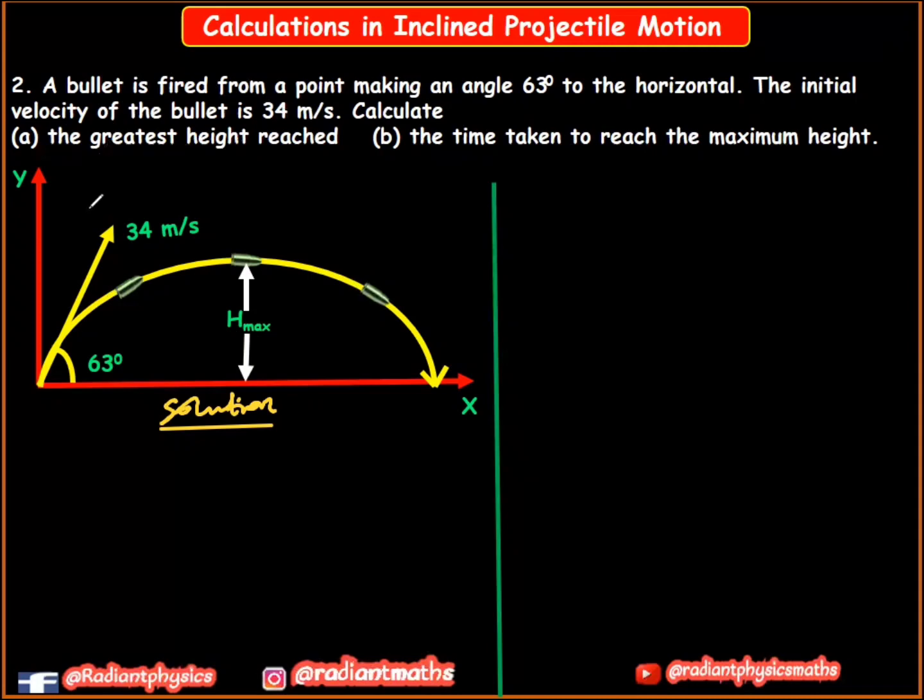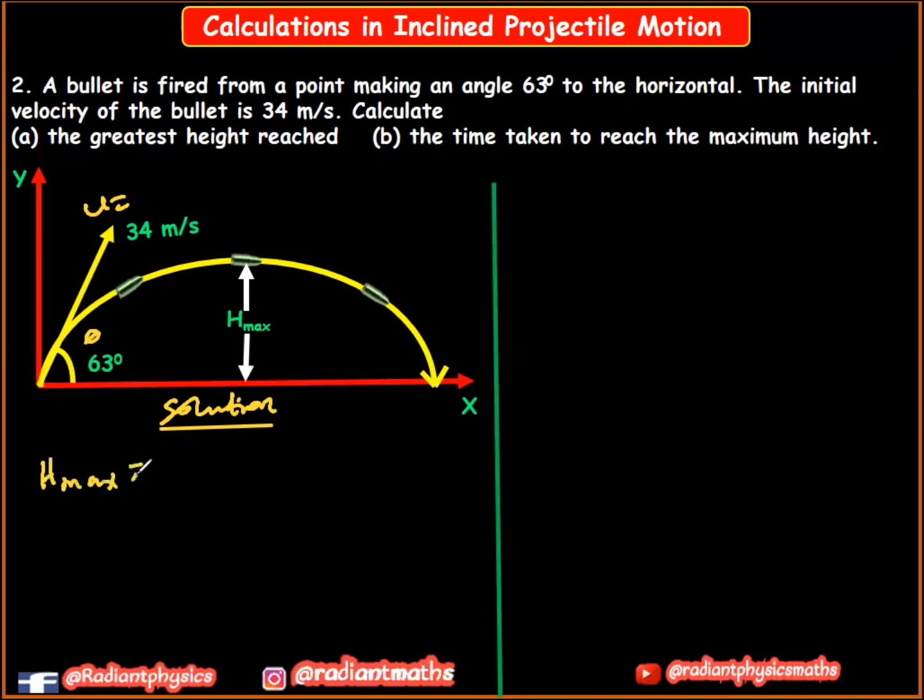So the initial velocity that was used to fire the bullet is 34 meters per second, and that bullet was fired from an angle of 63 degrees. The bullet keeps traveling in the air and then it reaches the maximum height here before returning to the ground level. So we are going to find the greatest height, which is this. And to do that, we are going to apply the maximum height equation. So the maximum height equation is given as this.